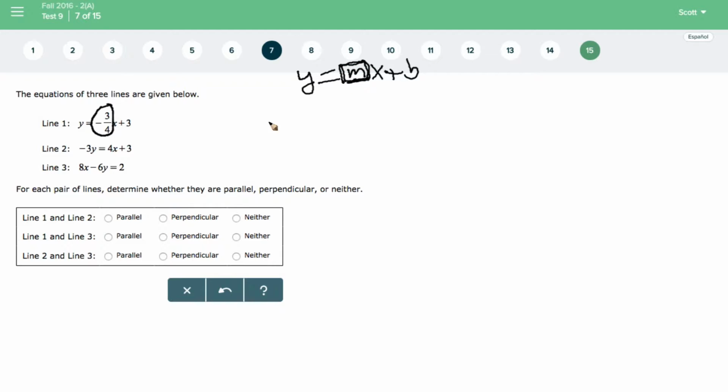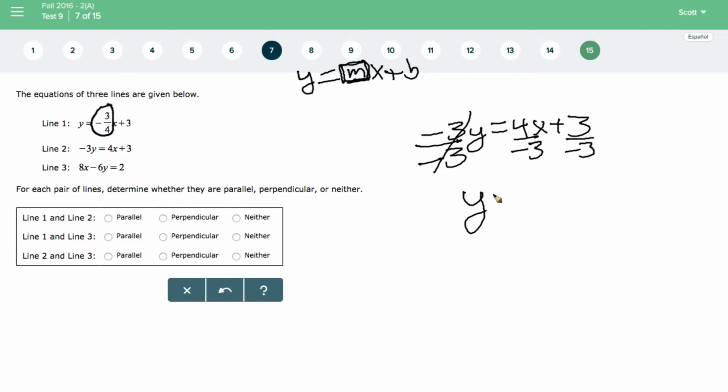So right here, we have negative 3y equals 4x plus 3. To get y by itself, all I have to do is divide by negative 3. And then those cancel out, giving me y equals negative 4 over 3x minus 1. And now, right there, we see our slope. That's our slope for line 2. Negative 4 over 3. And that's all we got to do for each of these, is just make sure they're solved for y.